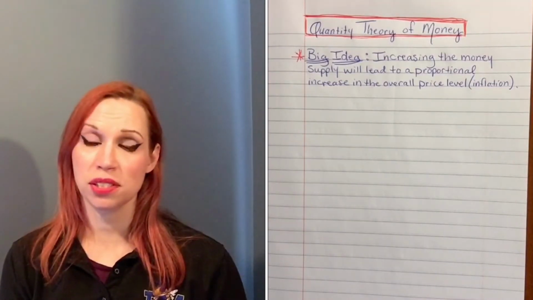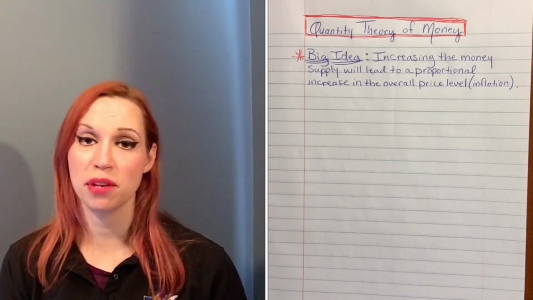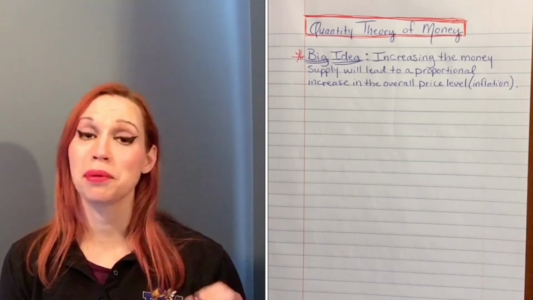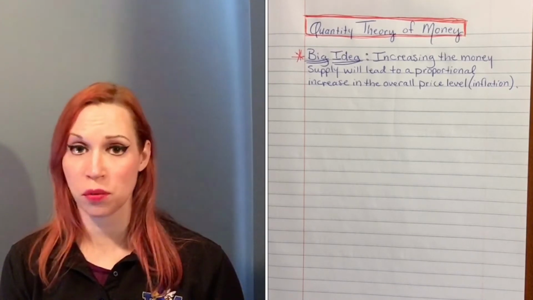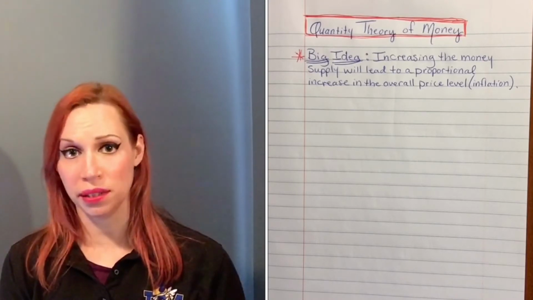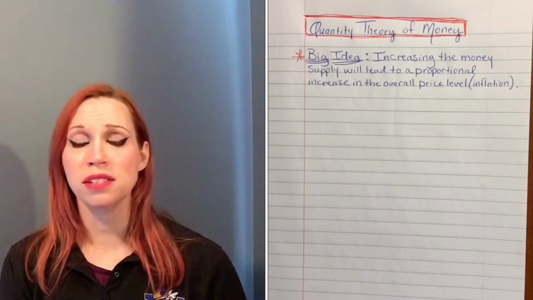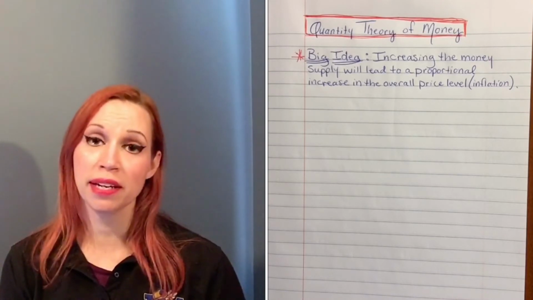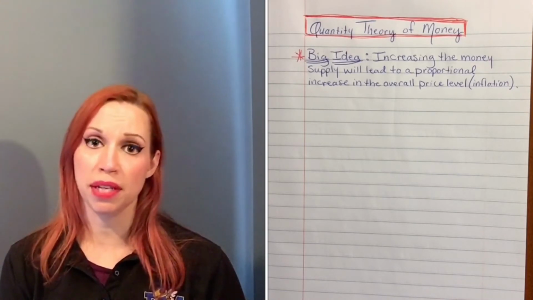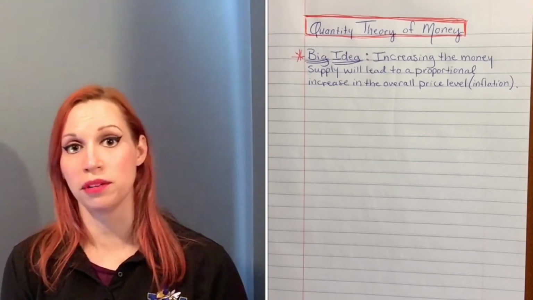Today's quick lesson is just going to cover one last little concept that we need to talk about that you might see perhaps one multiple choice question on, called the quantity theory of money. And the quantity theory of money, basically in a nutshell, says that if you increase the money supply, that's going to inevitably lead to an increase in the overall price level or inflation.